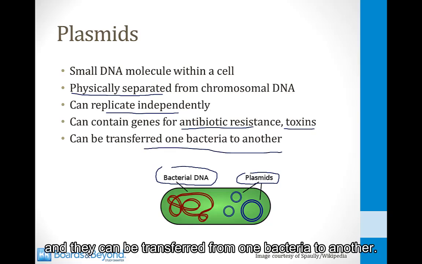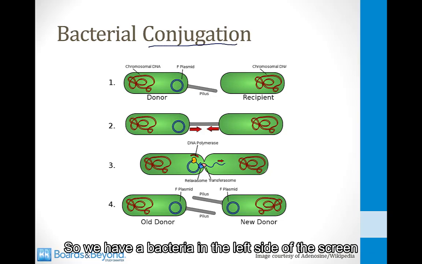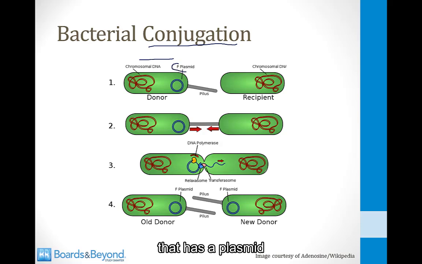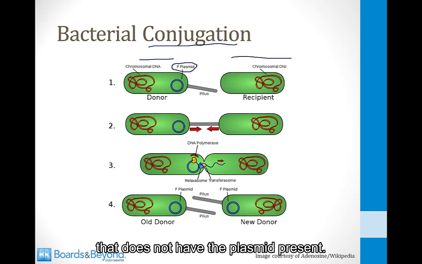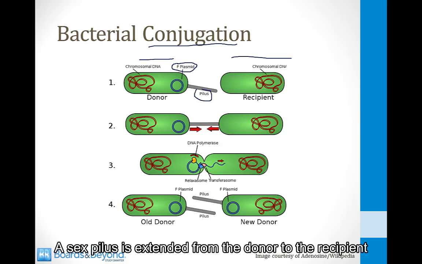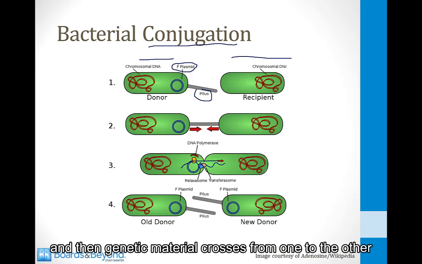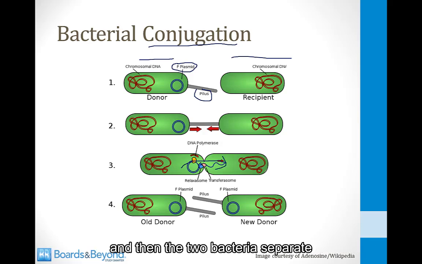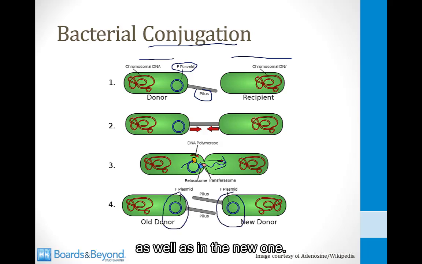and they can be transferred from one bacteria to another. This slide is a depiction of how conjugation takes place. We have a bacteria on the left side of the screen that has a plasmid, and we have one on the right side of the screen that does not have the plasmid present. A sex pilus is extended from the donor to the recipient, and they connect, and then genetic material crosses from one to the other. Then the two bacteria separate, and now the plasmid is present in the original bacteria as well as in the new one.